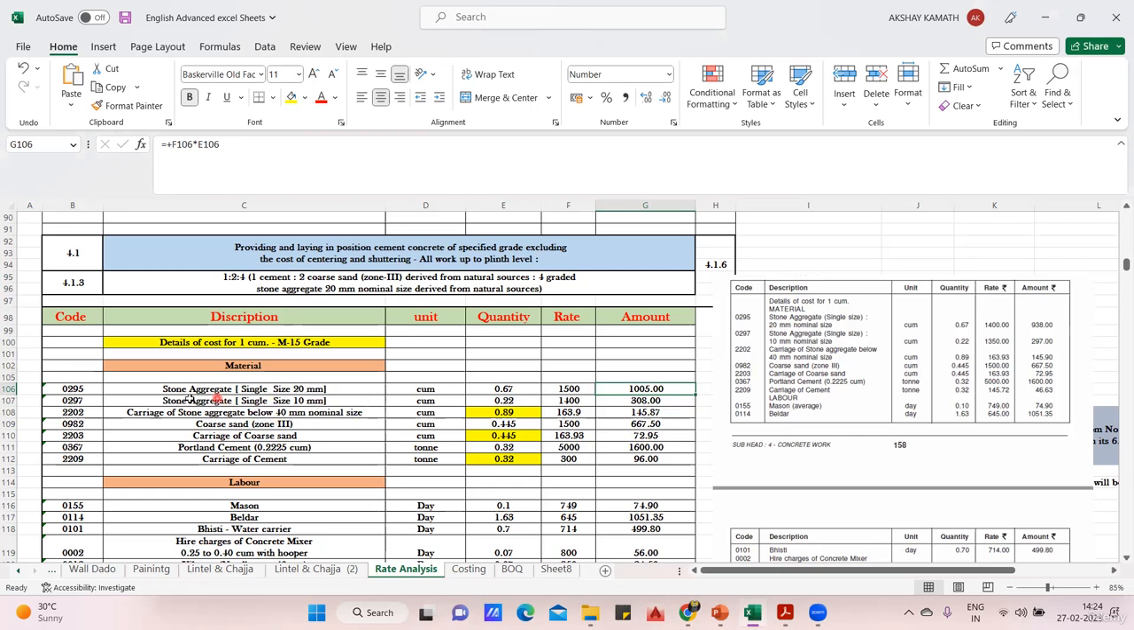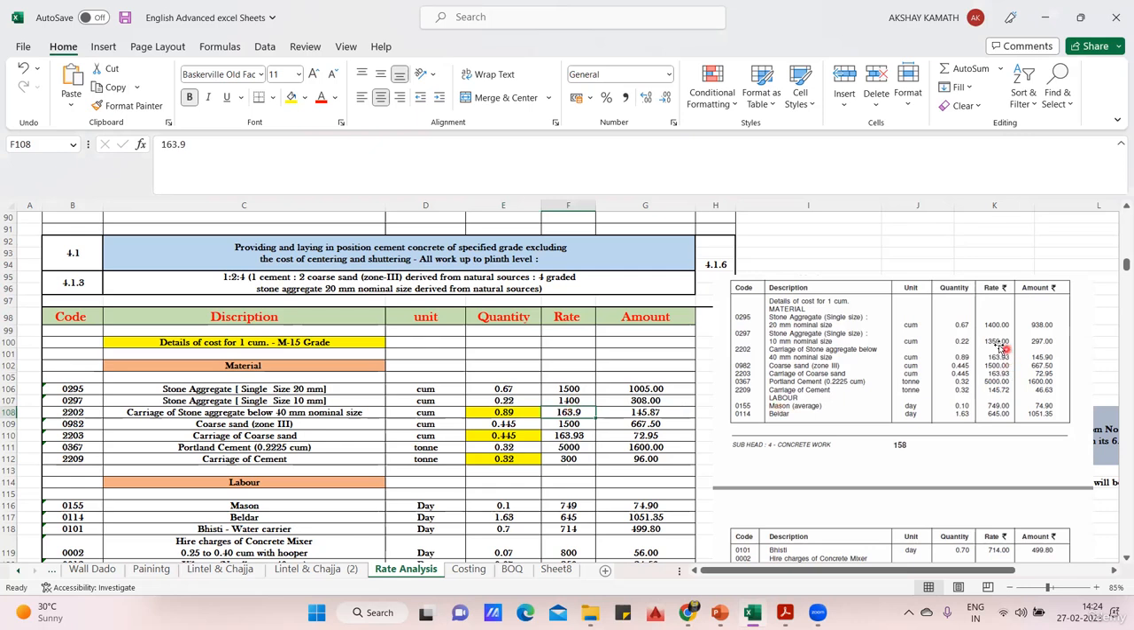Now, this is only the aggregate cost I'm putting. But when you get the aggregate, you are supposed to pay the transportation cost also. It's written here, carriage of stone aggregate below 40 mm. That means 20 mm and 10 mm, both you are going to procure from one particular place, so he is going to charge you the transportation cost also. The quantity is 0.89. How did this 0.89 come? 0.67 plus 0.22 will be 0.89. I'm going to bring 20 mm and 10 mm together, which will be 0.89. Now coming to this rate.